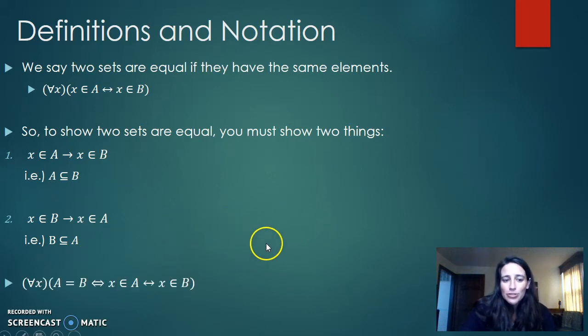So our final logical equivalence: for all X, to say the set A is equal to the set B is logically equivalent to saying X is in A if and only if X is in B. So each of our 5 logical connectives has a set theory counterpart. And you can continue on with the slides in video number 2.